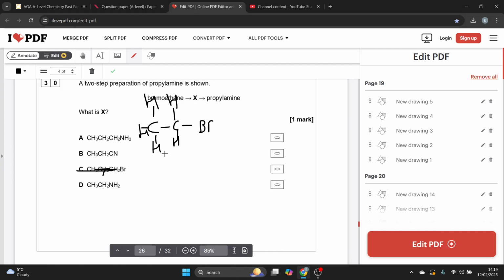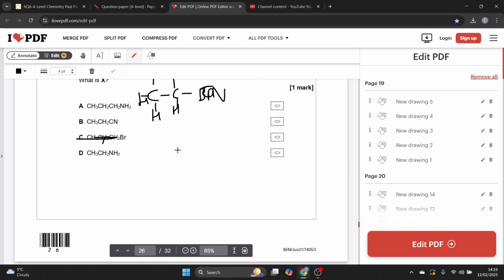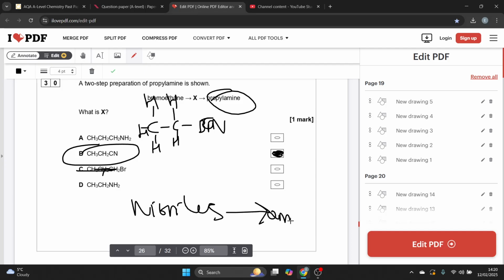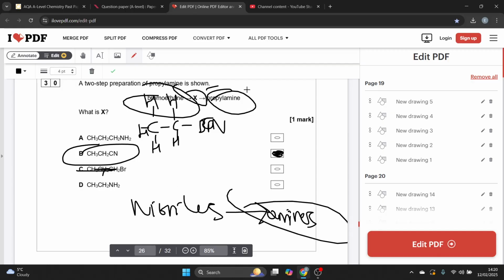So what I'm going to do is replace the bromo with the CN group by nucleophilic substitution, and then it can be reduced. So it's going to be B then, CH3CH2CN. Remember, nitriles are reduced to the amines. Therefore that must be the nitrile, because that's the halogenoalkane, that's the nitrile, then that's the amine.